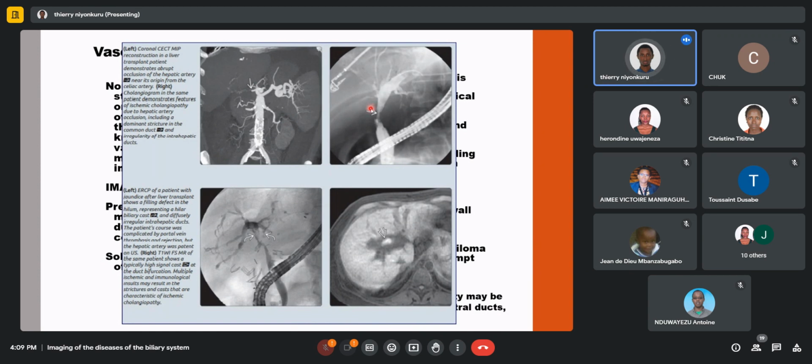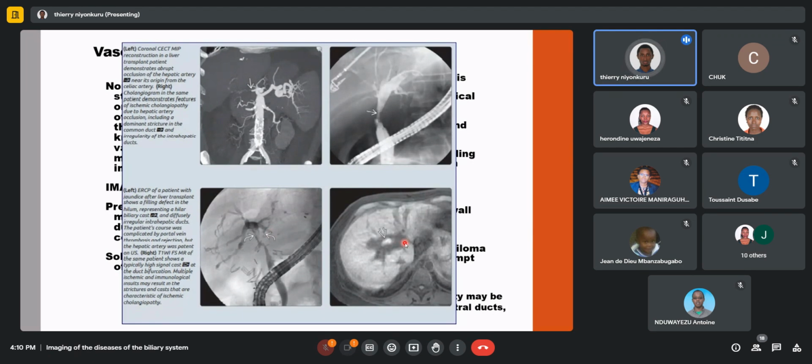So also we can visualize on this ERCP, in a patient post liver transplant, that there are irregular intrahepatic bile ducts. At this junction, at the level of the common hepatic duct, we can see a filling defect, and this has complicated into portovenous thrombosis, which is not visualized here.